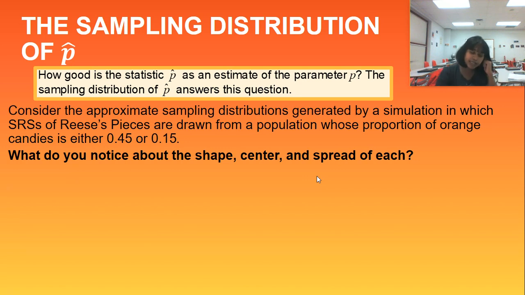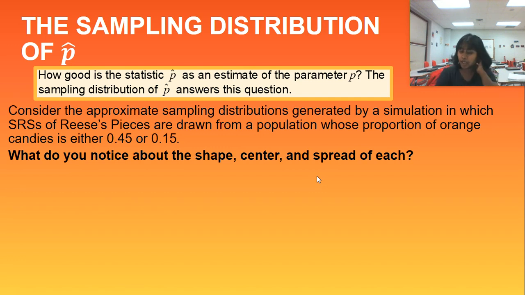So we're going to consider a Reese's Pieces simulation. We're going to do a little bit of this in class as well, but just kind of a preview or a reset for some of you. We're going to do a bunch of simple random samples of Reese's Pieces from a population, and we're going to look at the proportion of orange candies at either 45% or 15%.